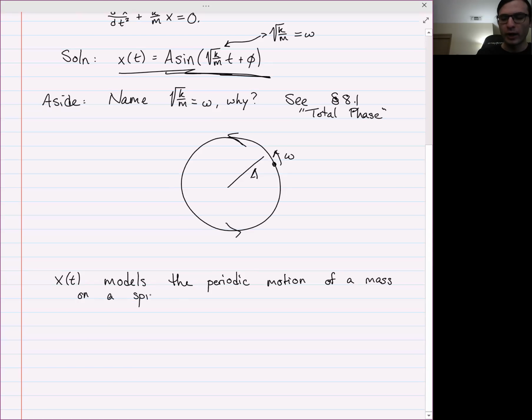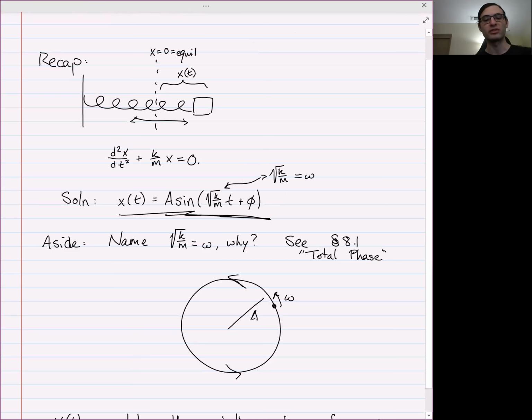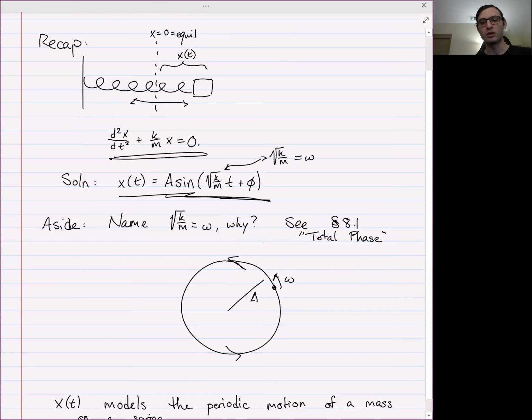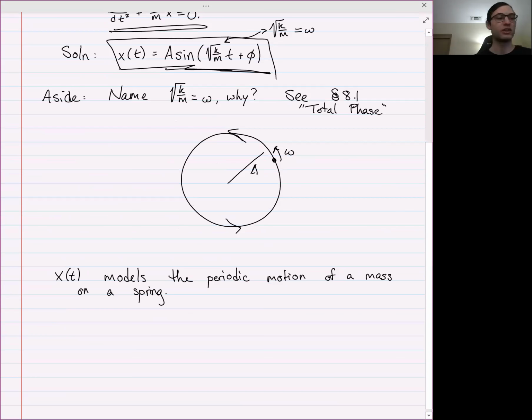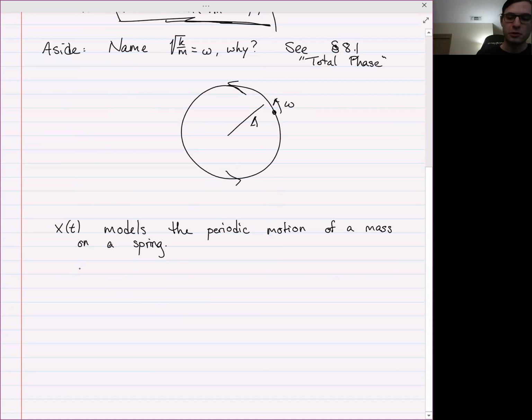So x of t models the periodic motion of a mass on a spring. So great, now we know where the mass is at any given time, but what else can we learn? What else can we learn from this solution? So we solved the problem, we solved an equation, we came up with a solution. What can we learn from that? Well, one thing that we could learn is the period of oscillation. So how long does it take to go through one oscillation, to go back and then forth again?